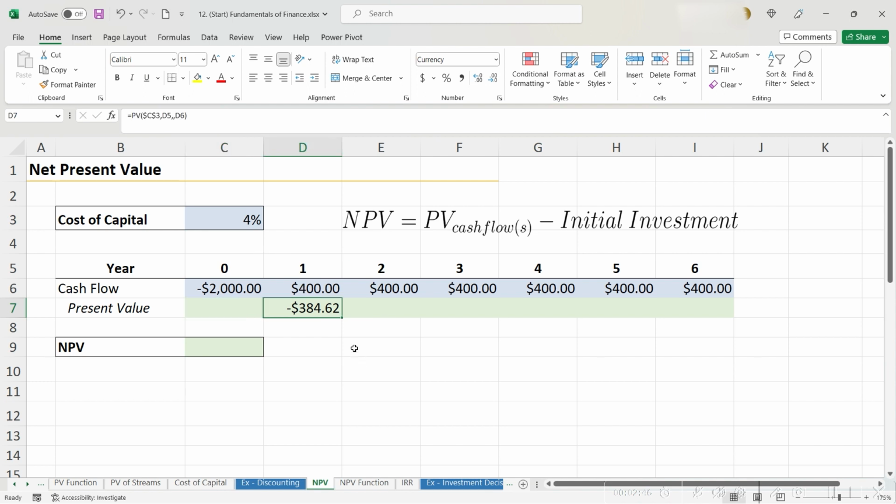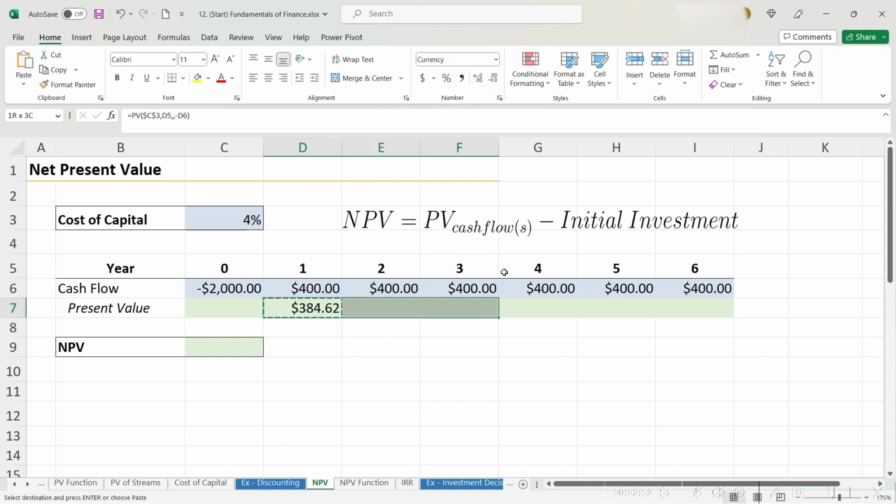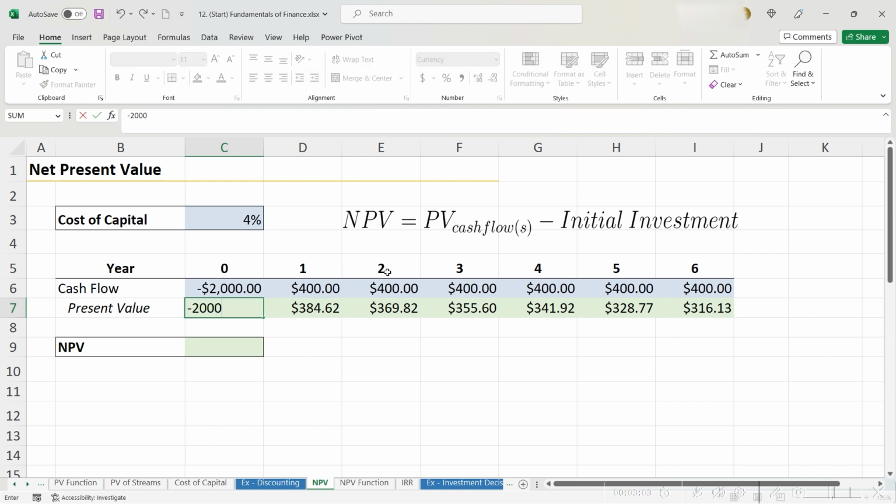Oops. Once again, Excel has given us a negative number, so I'm going to go ahead and negate the future value again. Then I'm going to copy and paste this formula over, and now we have the present value of all of our future cash flows. For year 0, the cash flow is still just going to be negative $2,000 because that is the present value of that money.